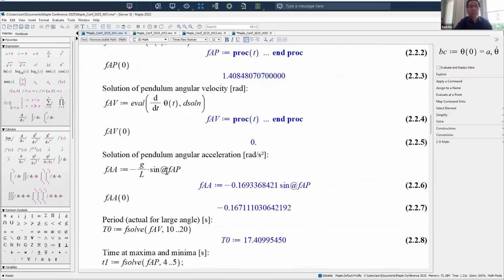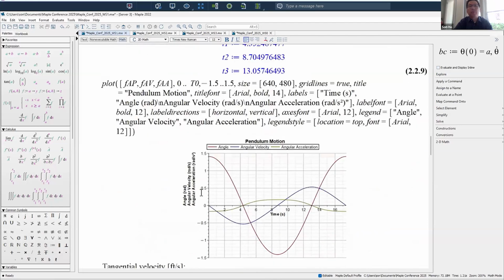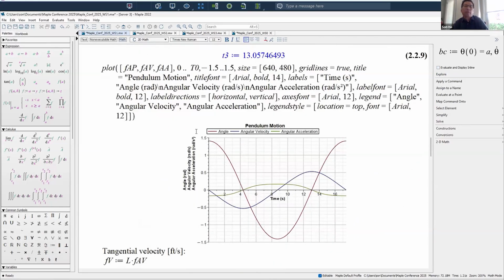And then let's go look at this one. So the red curve is the angle in radians. The blue curve is angular velocity in radians per second, and the green one is angular acceleration in radians per second squared. So we can verify from here that the period indeed is 17.4 degrees. I'm sorry, 17.4 seconds.